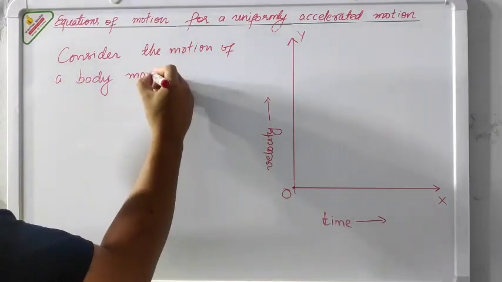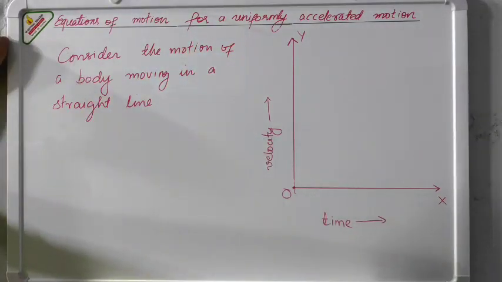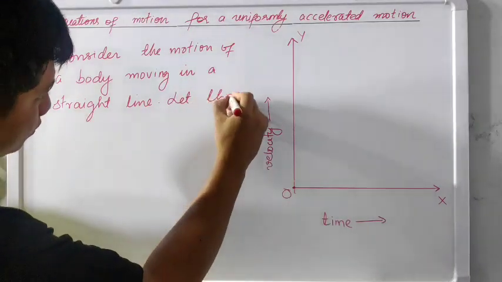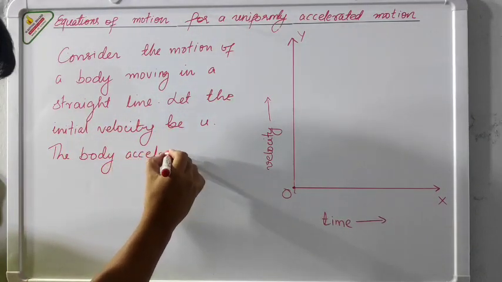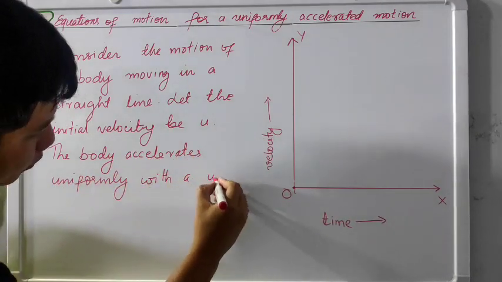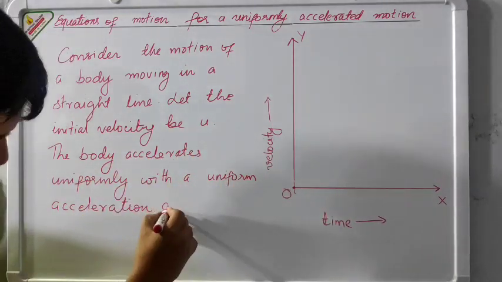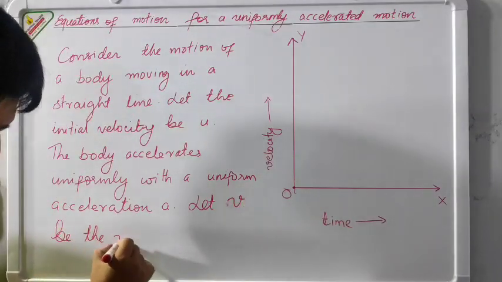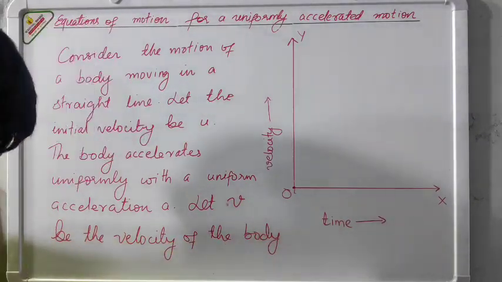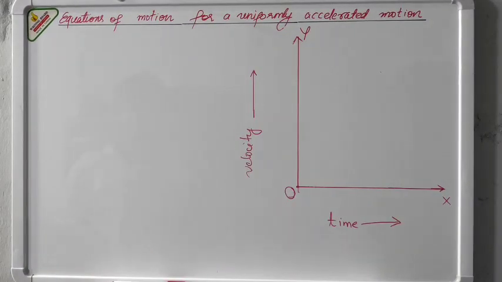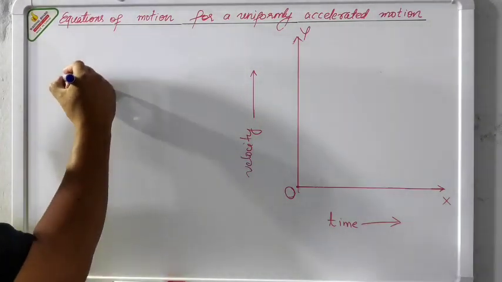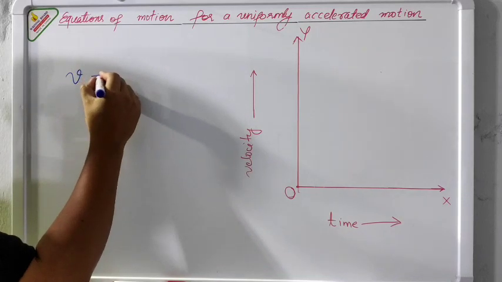Consider the motion of a body moving in a straight line. Let the initial velocity be u. The body accelerates uniformly with a uniform acceleration a. Let v be the velocity of the body after time t. We have to prove these three equations of motion.